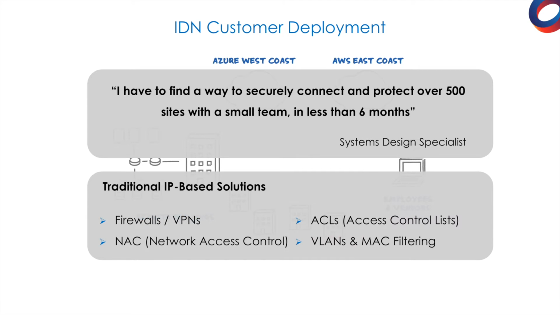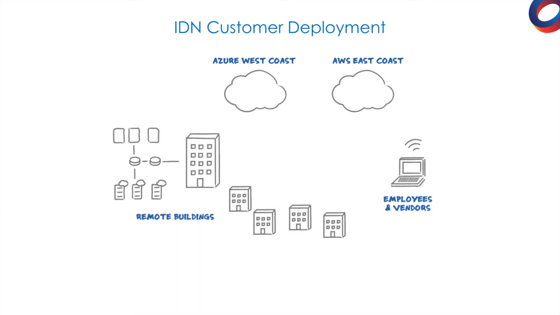They analyzed traditional approaches, including using firewalls, deploying network access control solutions, and manual options like MAC filtering and access control lists. However, the different solutions would be too expensive, take too long, and not meet the networking and security requirements. With IDN, they were able to securely connect all buildings on time and under budget.